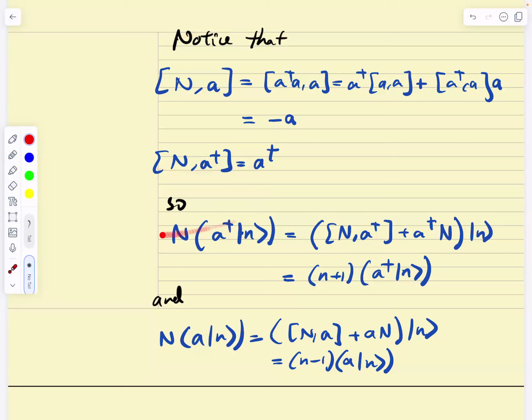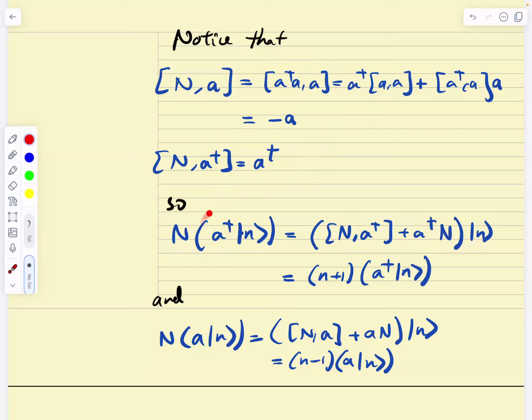Because these kinds of relations relate eigenvectors. They're a nice construction in the following way. From these relations, it follows that a dagger acting on ket n is an eigenvector of capital N. How do you see that? You take n and write it as the commutator of n and a dagger plus a dagger n. The second term will just give you n a dagger ket n. The first term will give you plus 1.